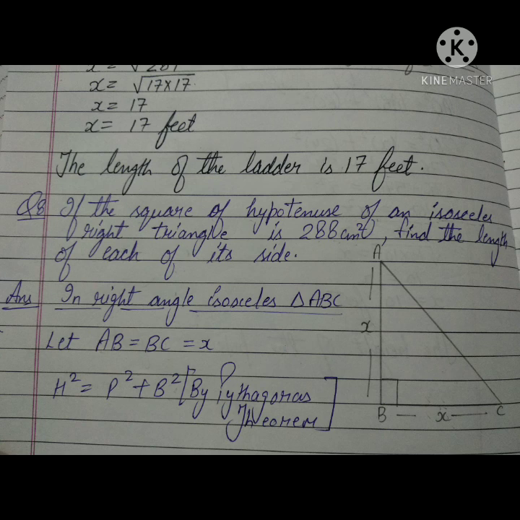In question number 8, if the square of a hypotenuse of an isosceles right triangle is 288 centimeter square, आपके पास क्या है, स्क्वायर गिवन है हाइपोटेन्यूज का, किसका, आइसोसेलेस राइट ट्राइंगल का.